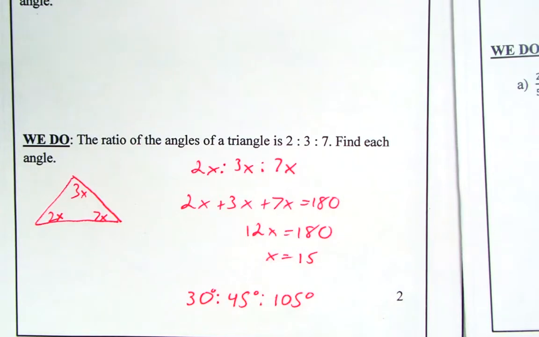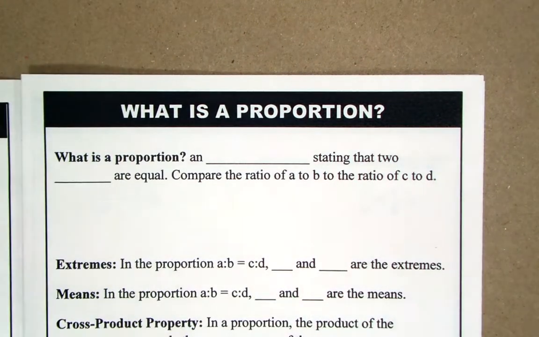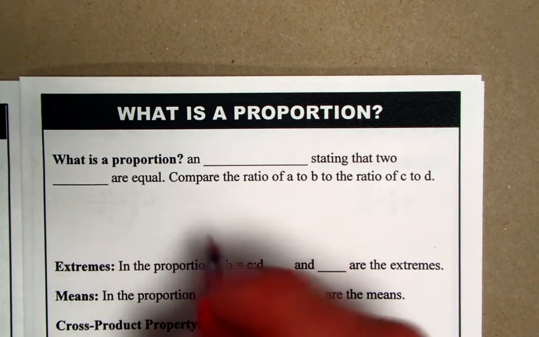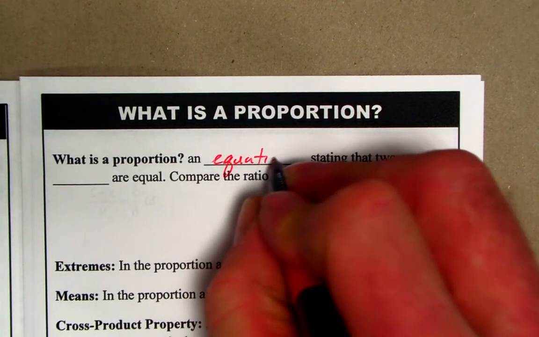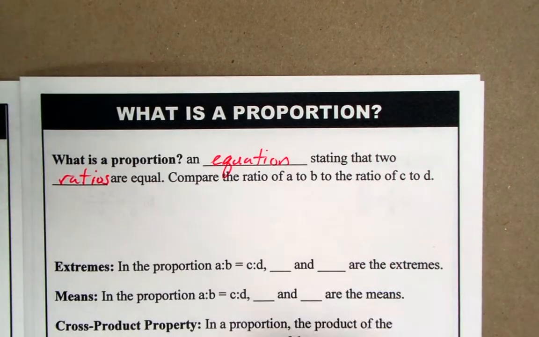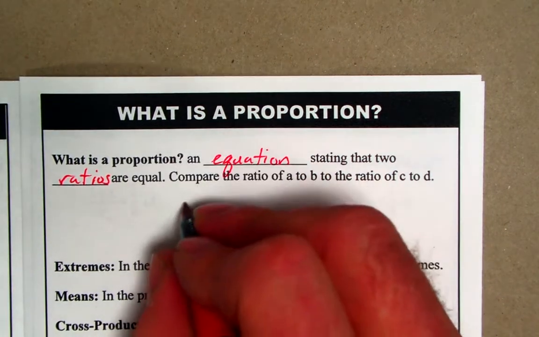Okay. Well, proportions are just two ratios that are equal. So we're dealing with an equation this time, saying that two ratios are equal. So we're just comparing the ratio A to B to the ratio C to D.